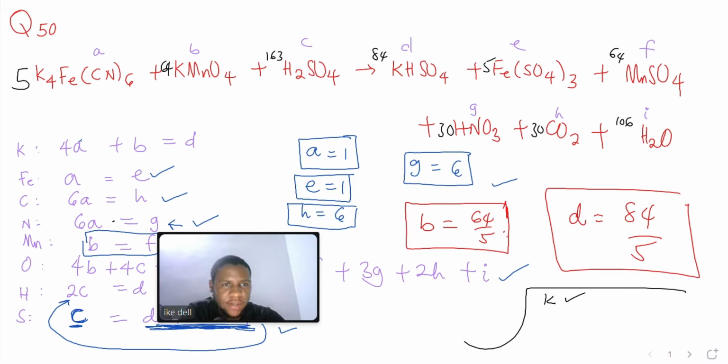For the Fe, we're having 5 on that side. And on the other side, we're also having 5. That's good. Fe is fine. For the carbon, it's 5 times 6, 30. So we're having 30 here for carbon. On this other side, our carbon is 30. Wonderful. Carbon is all good, and all fine.